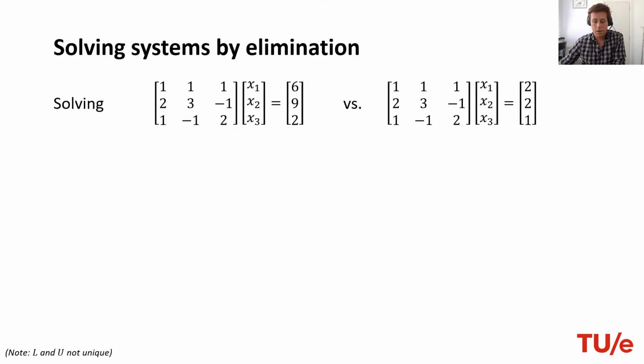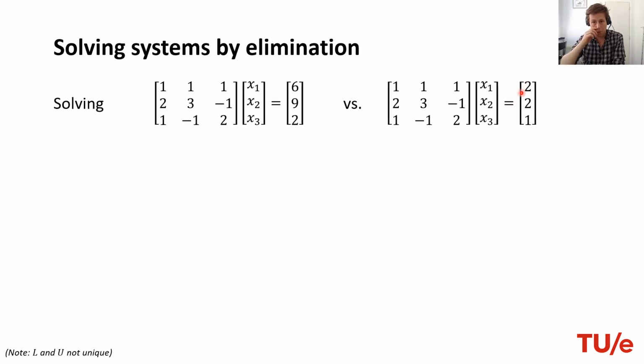So let's take a look at these two linear systems that we wish to solve. Here we have the matrix A times the unknown vector x is equal to this right-hand side with entries 6, 9, and 2, versus the same matrix A but with a different right-hand side vector.